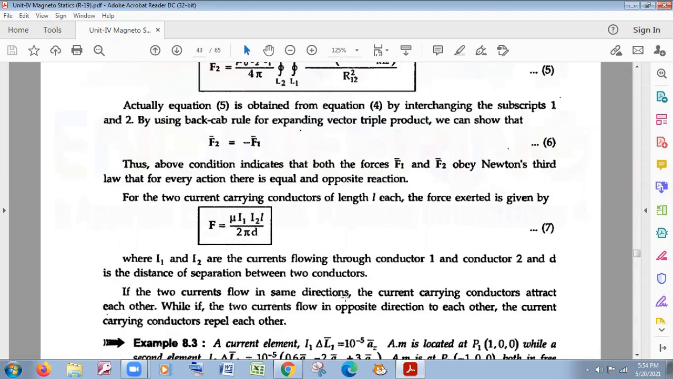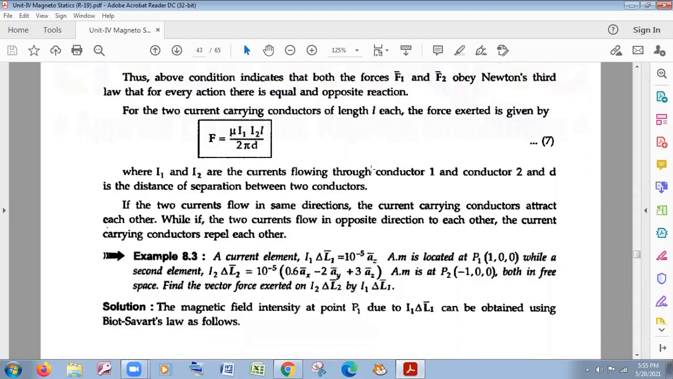If the two currents flow in the same direction, the current carrying conductors attract each other. While if the two currents flow in opposite directions, the current carrying conductors repel each other. Opposite direction is repulsion and same direction is attraction. So the force, either from 1 to 2 or 2 to 1, is mu into I1 and I2 L by 2 pi into D. Got it, my dear students?